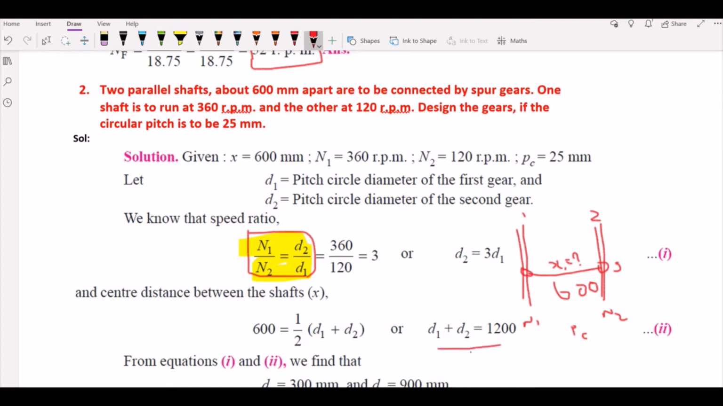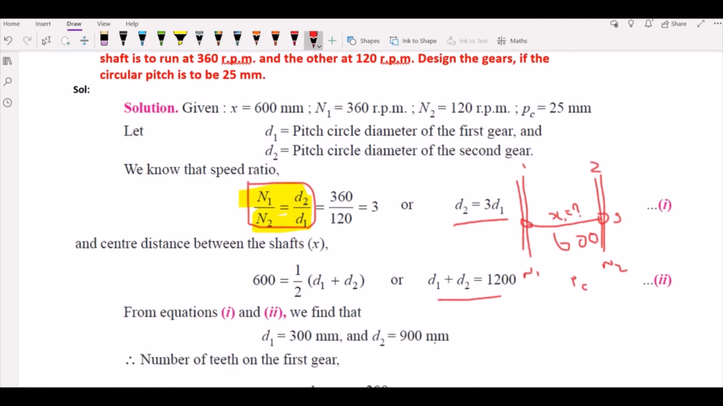Let's take this as relation number 1. We have already got the relation d2 is equal to 3d1, and we also know d1 plus d2 is equal to 1200. Substitute d2 is equal to 3d1 here, then you get 4d1. 4d1 is equal to 1200, then you will get d1 as 300. Next, substituting over there, finally you will get d2 as 900. Now I got d1 and d2.